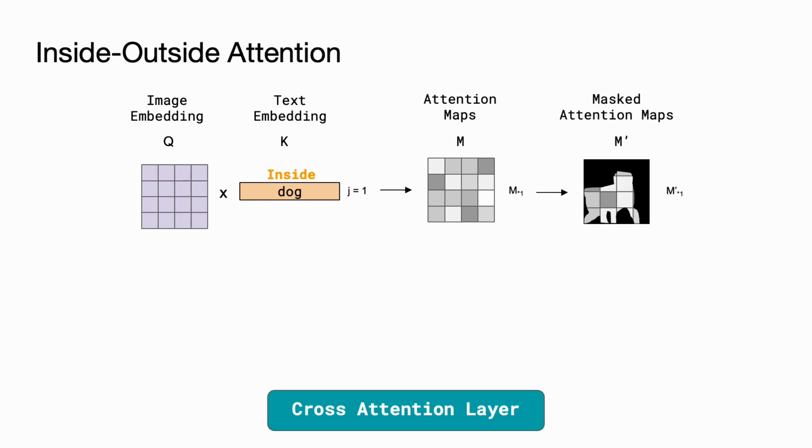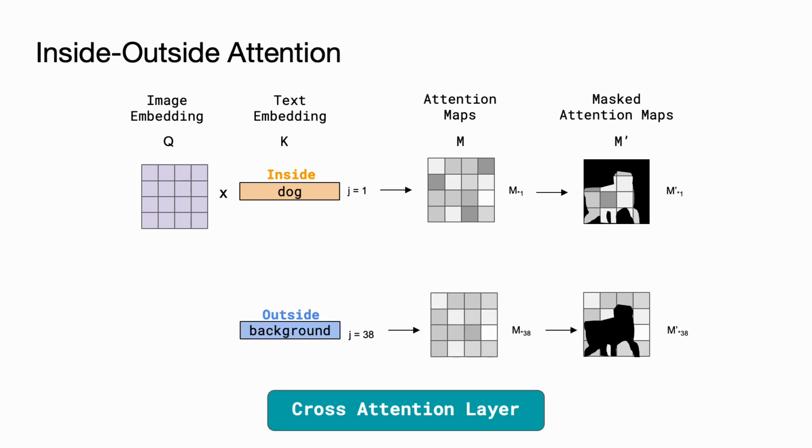To apply the shape constraint for tokens that refer to the object, or inside tokens, we simply multiply the attention map with the object mask to zero out attentions over the background. In the case of tokens that refer to the background, or outside tokens, we instead multiply by the inverted object mask.